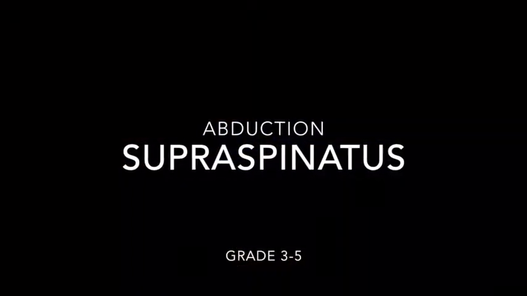For grades 3 to 5, the patient is sitting with the arm at the side and the rotation of the shoulder in neutral and the elbow is extended. The clinician stabilizes the scapula and the resistance is at the distal part to the elbow joint.